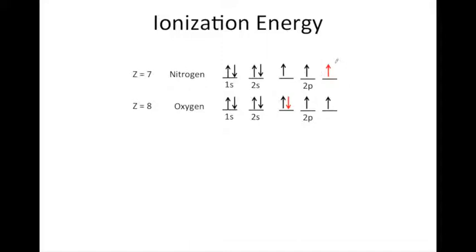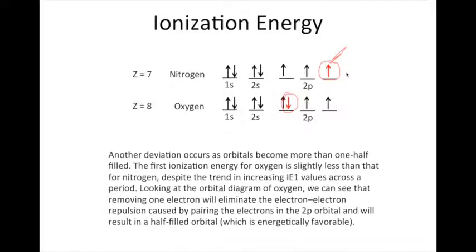Here with nitrogen, if we look at the electron configuration, we would try to remove this electron from nitrogen, and in oxygen, we would be trying to remove this electron here in red. So we're saying that it's actually easier to remove the electron from oxygen than this electron from nitrogen. So why is that? Well, if we look at the electron configuration, we see that the outermost electron in oxygen is paired up with another electron, whereas all of the electrons in nitrogen, each one is in their own orbital.